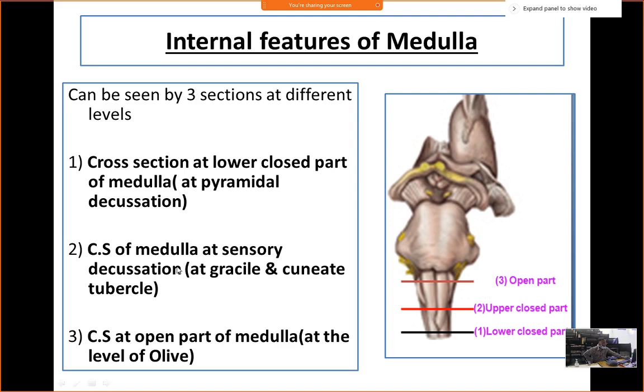Now, to observe the internal features, we do cross sections of the medulla oblongata at different levels, because at different levels we have different structures. At the lower part, this is the lower closed part. This is the closed part, but at the upper level, this is at the level of the gracile and cuneate tubercle, this is at the level of the pyramidal decussation, and this is at the level of the olive, that is in the open part.